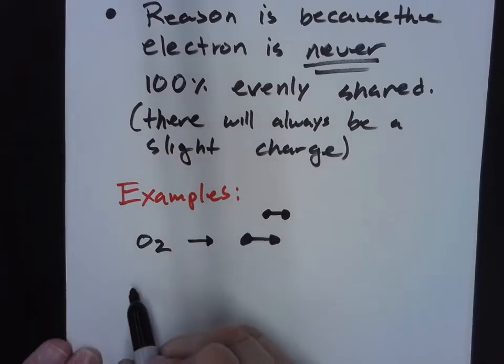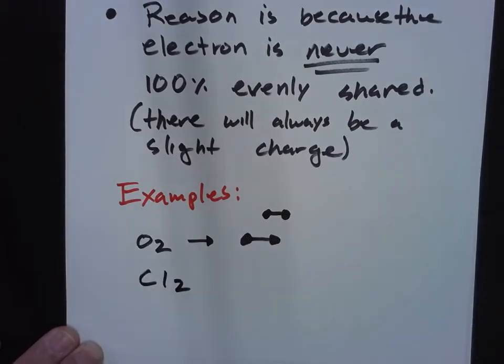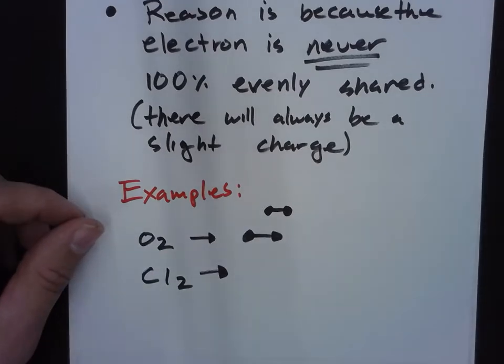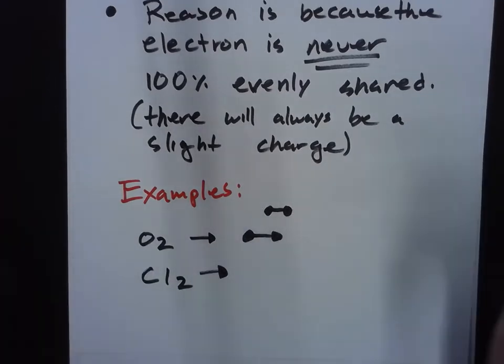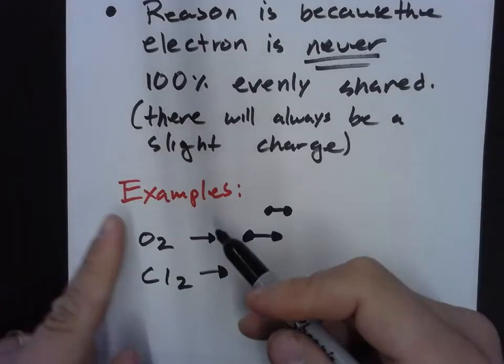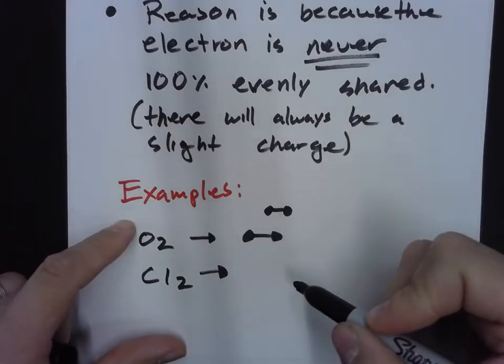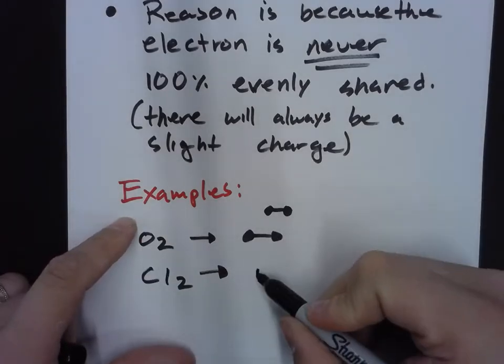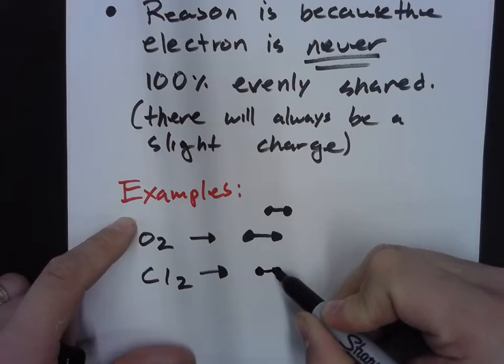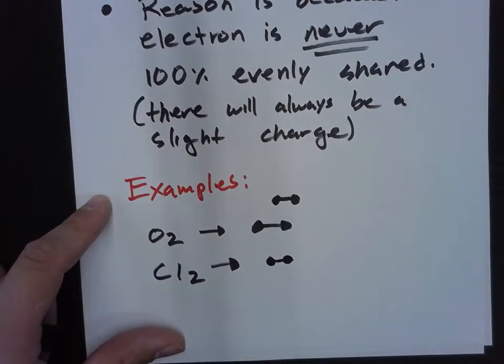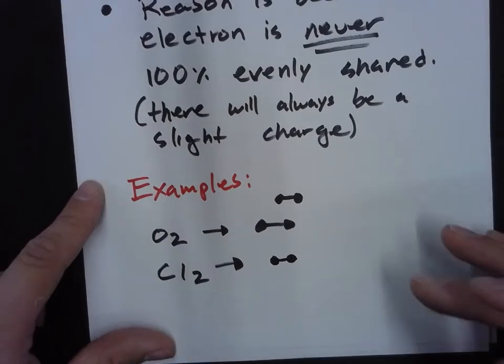Cl2. Okay, Cl2 would be another example. This is a tug of war that's evenly matched, but every now and again there might be a little bit of a charge. And I can draw these molecules the same way. For our purposes, they're going to look the same. It's O2, Cl2. And then the last one might be CH4.